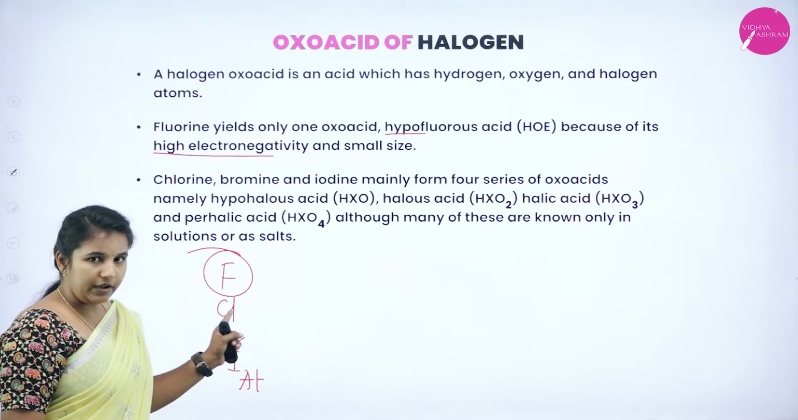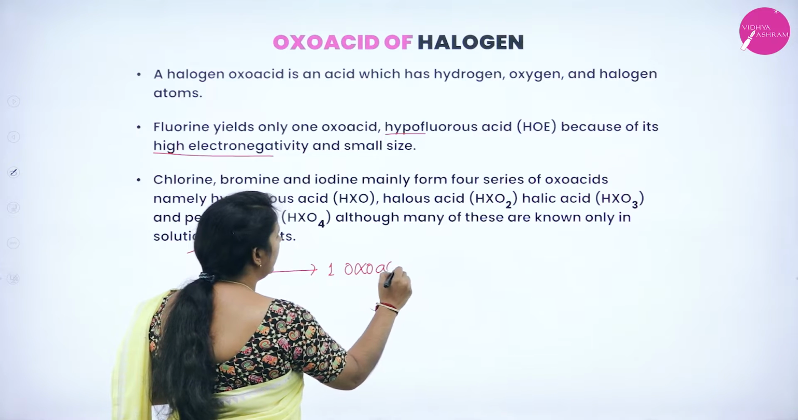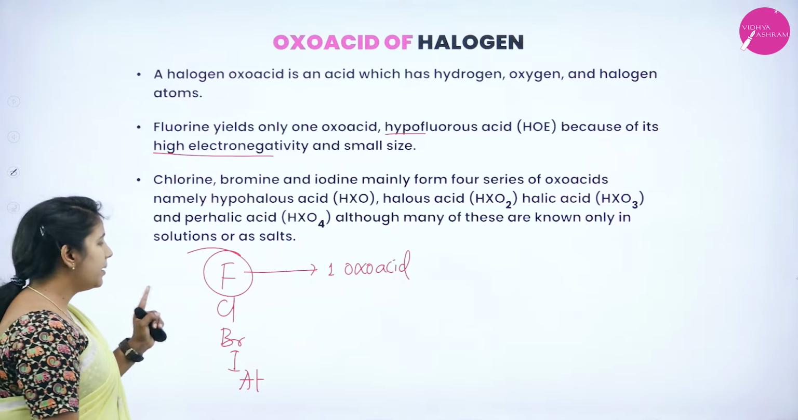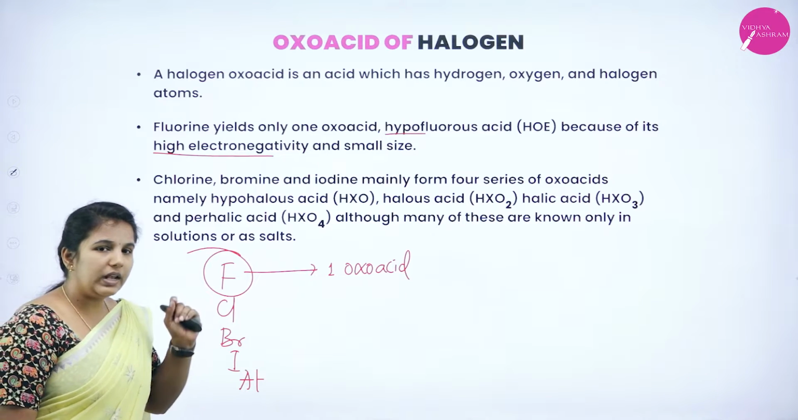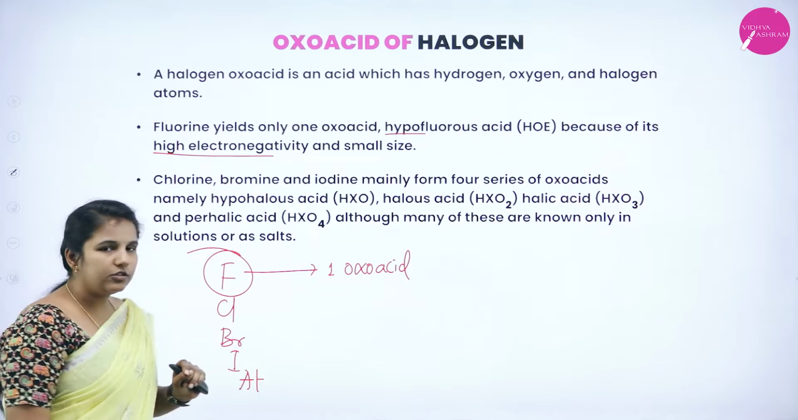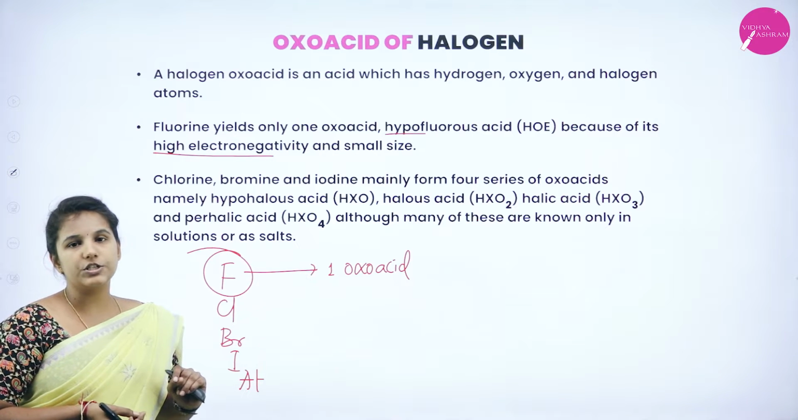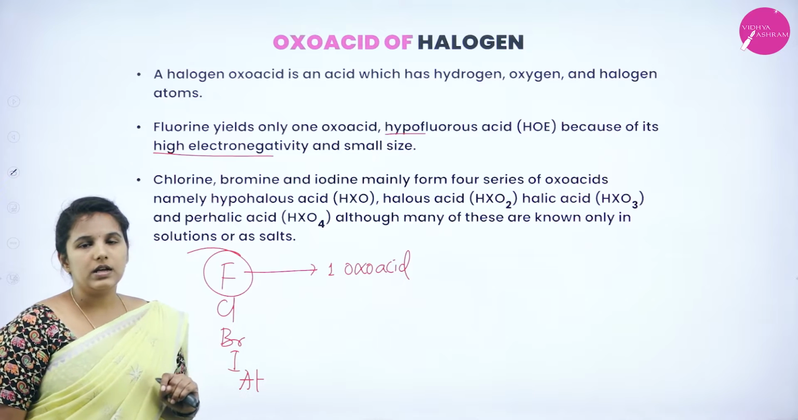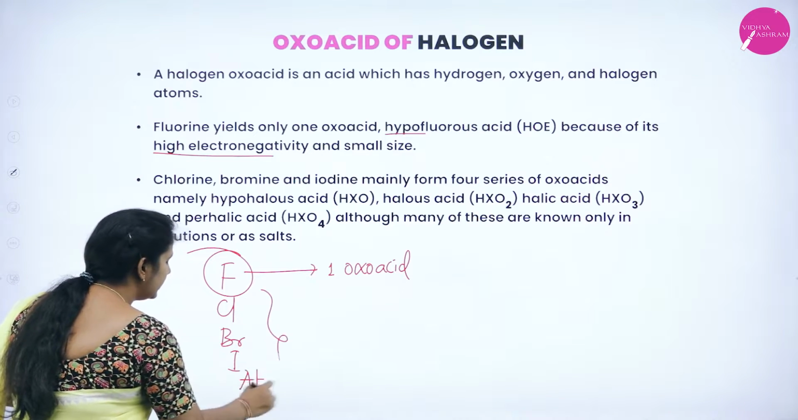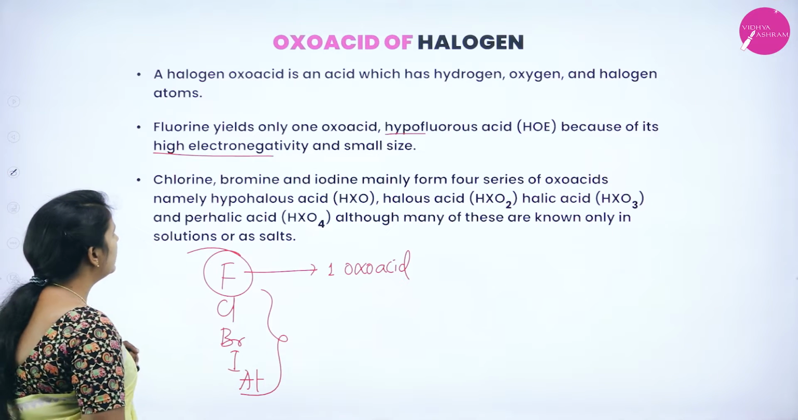Even though it looks different, it forms only one oxoacid, and that is known as hypofluorous acid. Remember why it forms only one oxoacid? Because it has high electronegativity and a very small size, and it exhibits a -1 oxidation state. That is why it has only one oxoacid, whereas the rest of the other elements form a number of oxoacids. We will understand one by one.